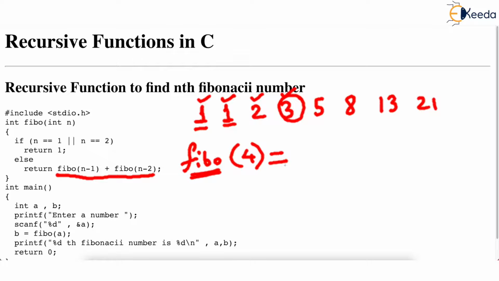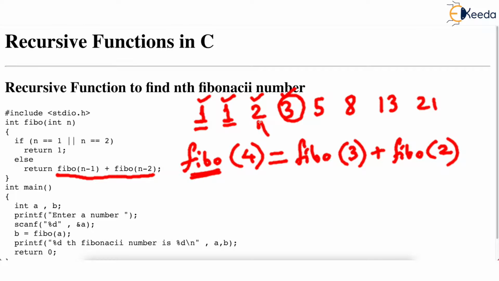You should say the 4th Fibonacci number is actually the 3rd Fibonacci number plus the 2nd Fibonacci number. Just check this. And indeed it is. See, the arrow where I am pointing is the 3rd Fibonacci, and the arrow where I am pointing is the 2nd Fibonacci. Isn't it? So this 4th Fibonacci is given by the addition of the previous two Fibonacci numbers.